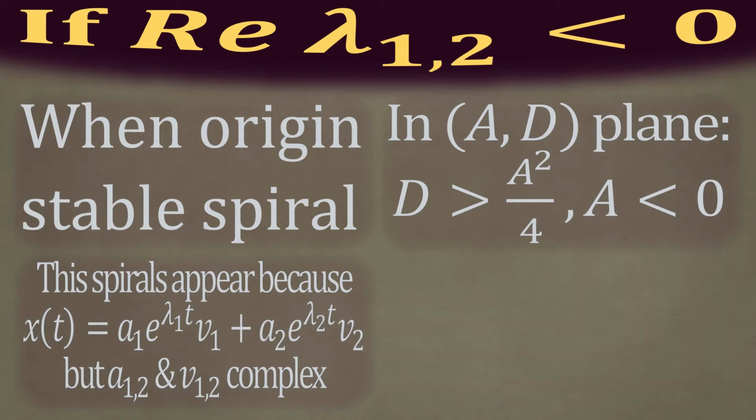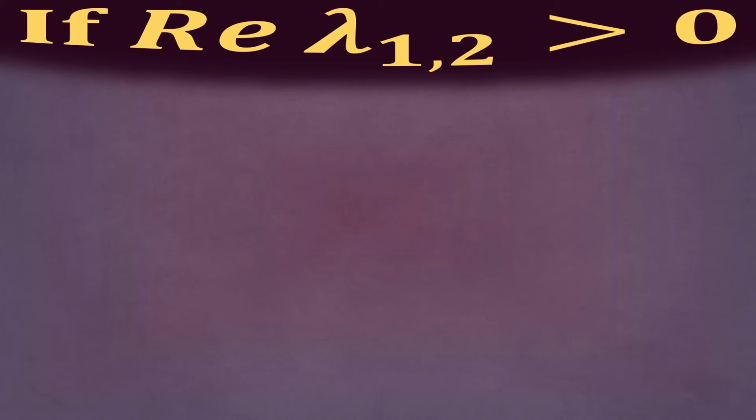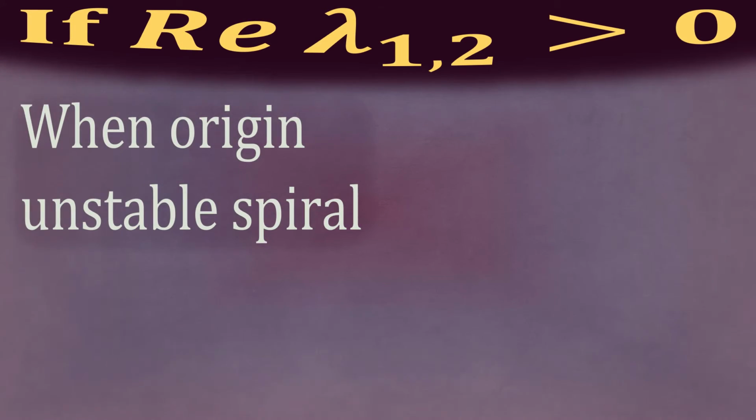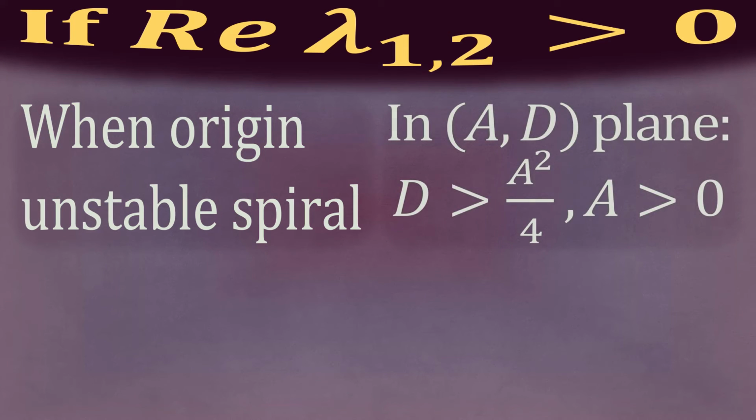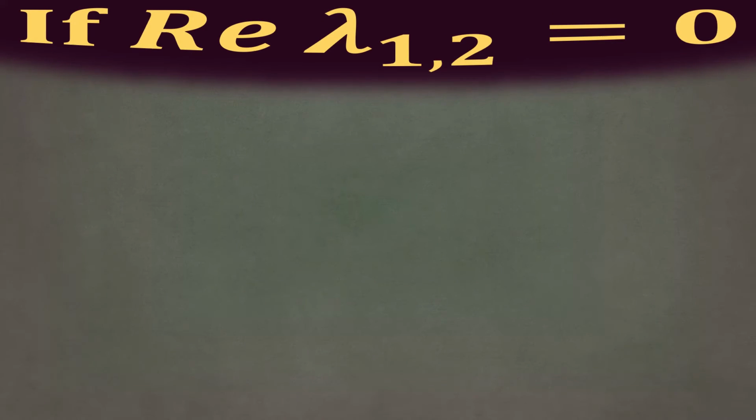These spirals appear because x of t is equal to a1 e to the λ1t v1 plus a2 e to the λ2t v2, but now a1 and a2 and v1 and v2 are complex. If the real parts of λ1 and λ2 are both positive, the origin is an unstable spiral. In the AD plane, we have that d is greater than a squared over 4 and a is positive.